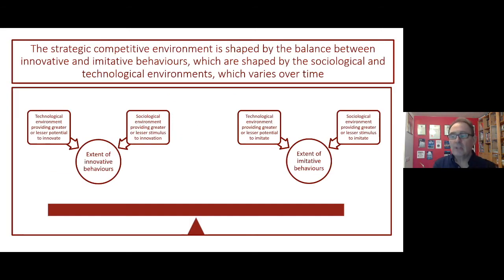The strategic competitive environment is an unstable dynamic equilibrium between 2 opposing forces. On the one hand, innovation, on the other hand, imitation. And these 2 forces push up against each other all of the time. The balance between them is dictated by the market environment, in particular by the sociological environment and the technological environment. Some market environments favour innovation and limit imitation. By contrast, some environments favour imitation and limit innovation. So the balance is constantly shifting. It's dynamic.